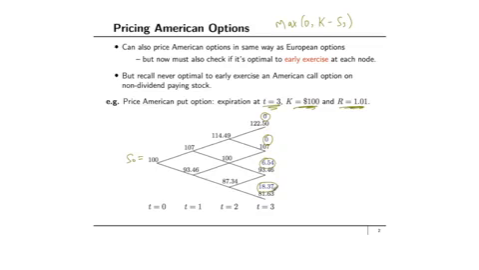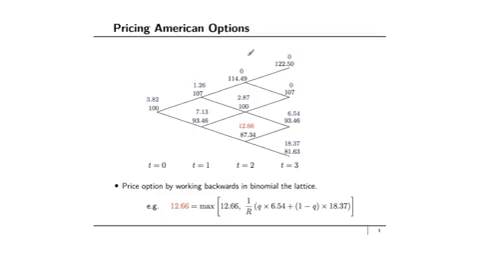So this is the payoff of the American option if we exercise at time t equals 3. All we're going to do to price this American option is work backwards in the same manner as we did with European options, but this time at each node we'll also have to check if it is optimal to exercise at that point or not. Here's an example of how we do these calculations. We know the value of the American option at t equals 3. It's 0, 0, 6.54, 18.37. So we're going to work backwards 1 node at a time.